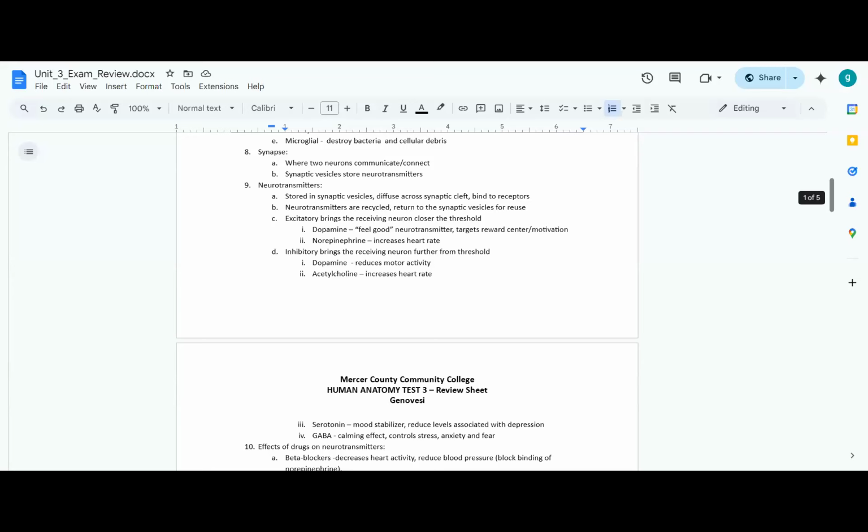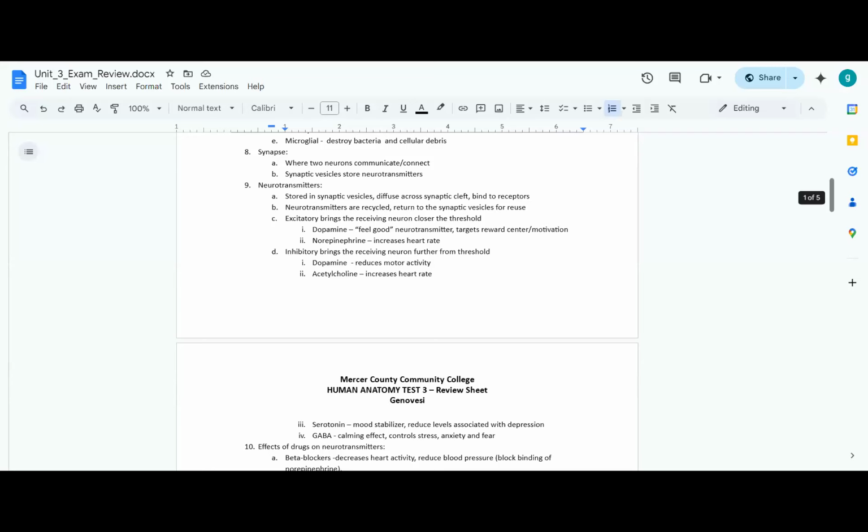So excitatory nerve impulses bring a neuron closer to threshold. And threshold is when it sends a signal, right? So dopamine is your feel-good neurotransmitter. When it's released, it helps target your reward and motivation center, right? Norepinephrine, right, which is kind of under the adrenaline category, is a neurotransmitter that increases your heart rate.